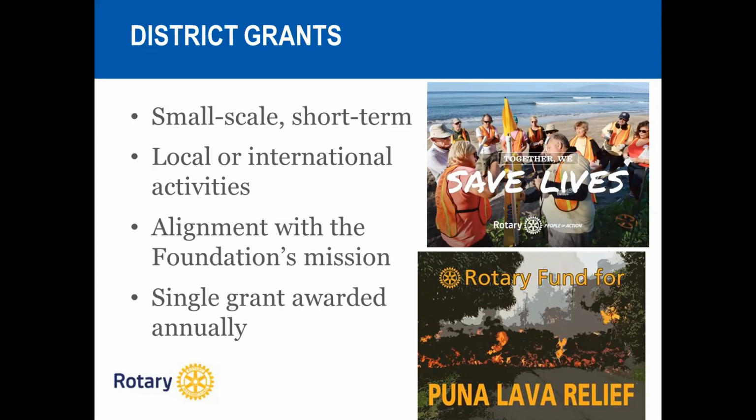grant. These funds are then reallocated to the clubs based on the average of the club contributions to the Rotary Foundation through share for the past 3 years. A spreadsheet with these allocations can be found on the D5000 website under the Rotary Foundation tab.